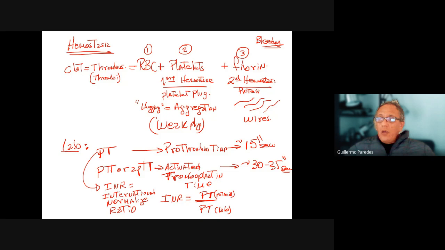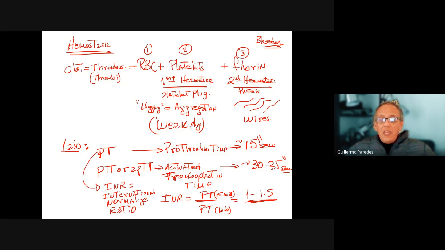Which do you write down first? The patient. Patient is first, just to remember. Patient is first on the top, and then after that comes the lab. So they compare, and the value should be between 1 to 1.5. Some people say 0.8 to 1.2, but for this class, I'm going to ask about 1 to 1.5. So that is the normal value of the INR.